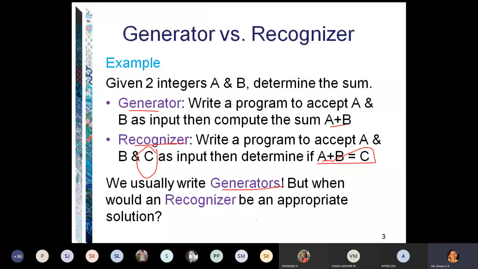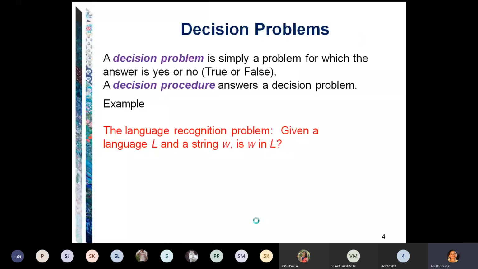Decision problem, I already discussed with you. A decision problem is one which has the answer yes or no, true or false. Then what is a decision procedure? It answers the decision problem. A step-by-step algorithm or procedure to get an answer for a decision problem is called a decision procedure. An example is the language recognition problem: given a language L and a string W, is W in L? If you are able to get an answer for this question, then it is called a decision procedure. Understood, students?